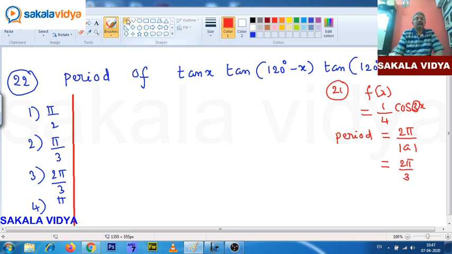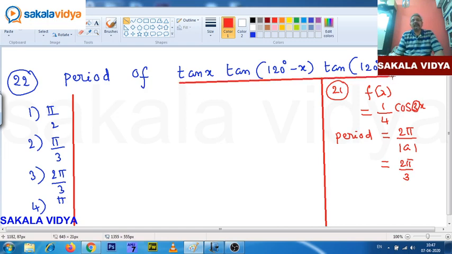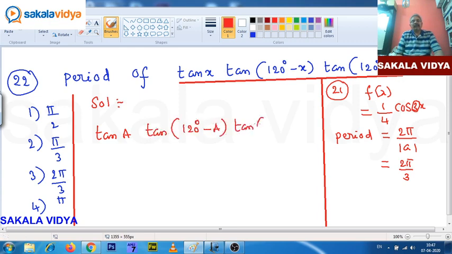Okay. Now, this is the 21st question. The period of tan x tan of 120 minus x tan of 120 plus x. Now we need to find out. Here again I recall one formula: tan a tan of 120 degrees minus a tan of 120 degrees plus a equals tan 3a. This is the formula. So you need to remember.